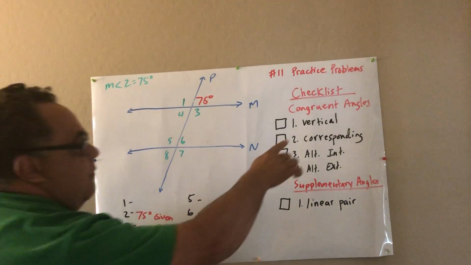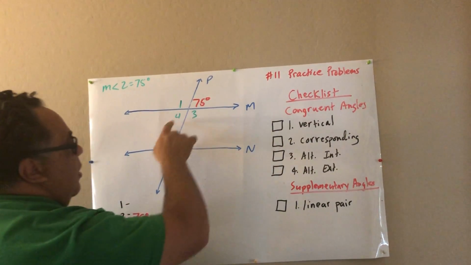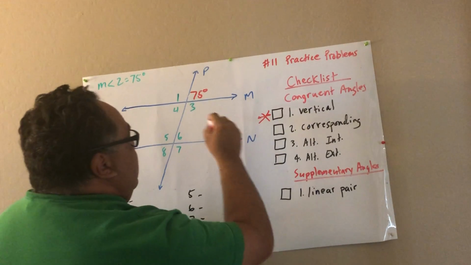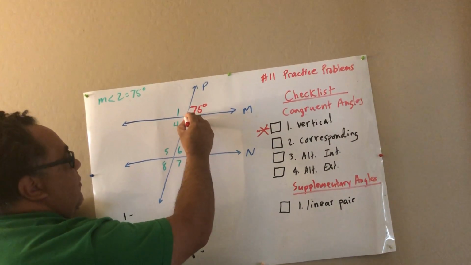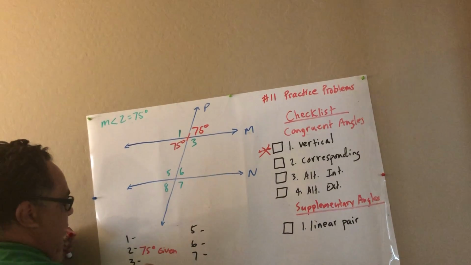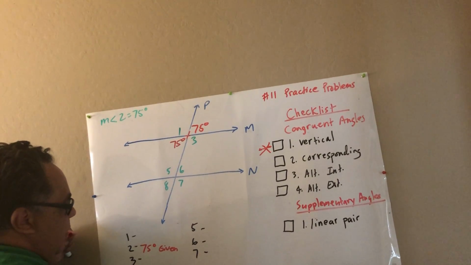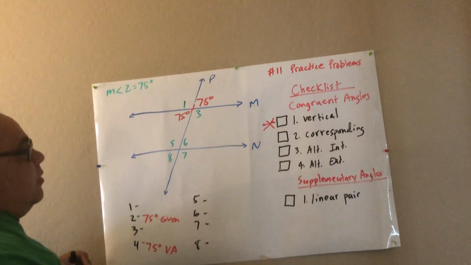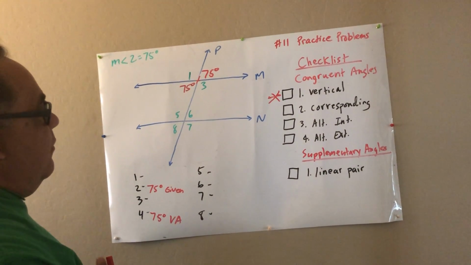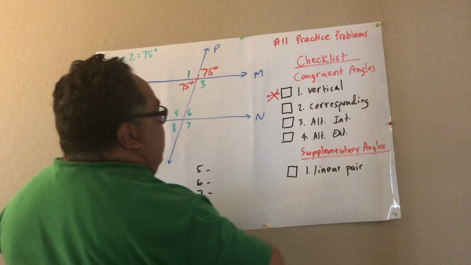So let's go vertical angles. Vertical means across from. When we see this X pattern like this, directly across from is vertical angles. This right here is vertical. So number 4 is 75 degrees based on vertical angles, and I'll put VA for vertical angles right there. Okay, so we did vertical angles.